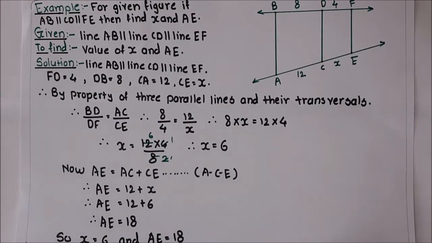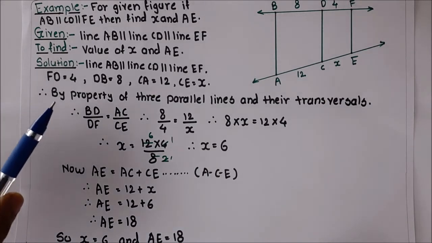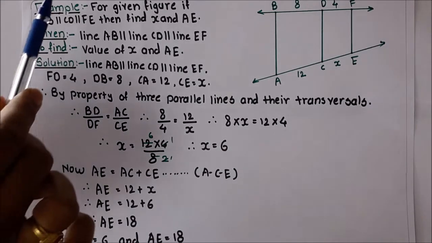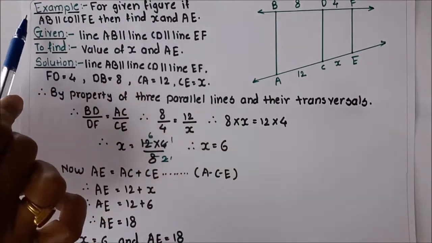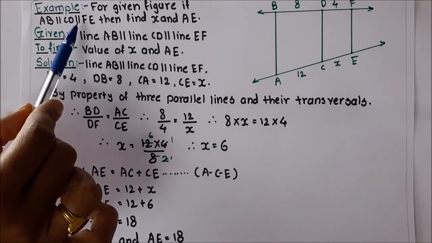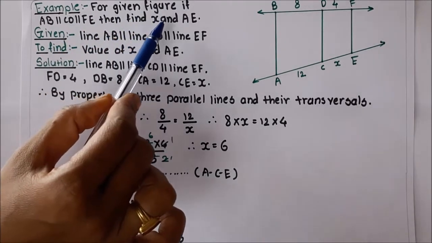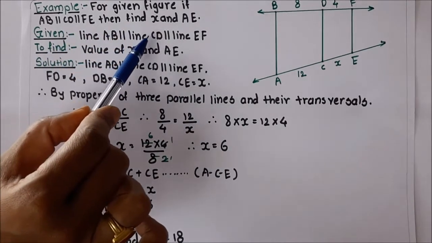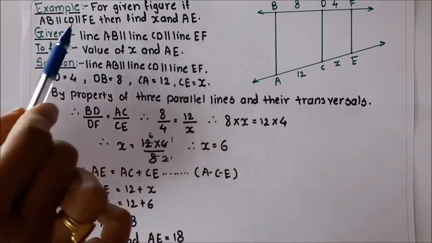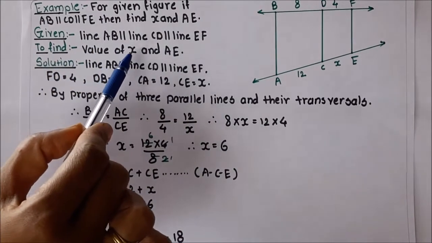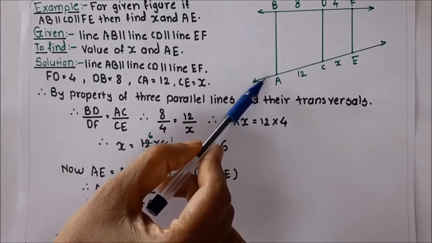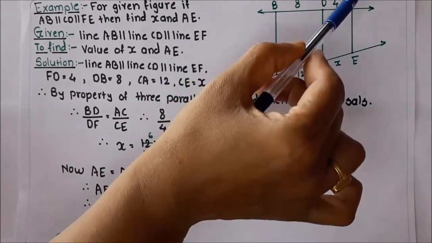Okay students, now we are going to solve the example of a property of three parallel lines and its transversal. Now we will read the example first. For the given figure, if AB parallel to CD parallel to EF, then find X and AE. Now given line AB parallel to line CD parallel to line EF, and we have to find the value of X and AE. Now here you can see this is line AB, then line CD and line EF.